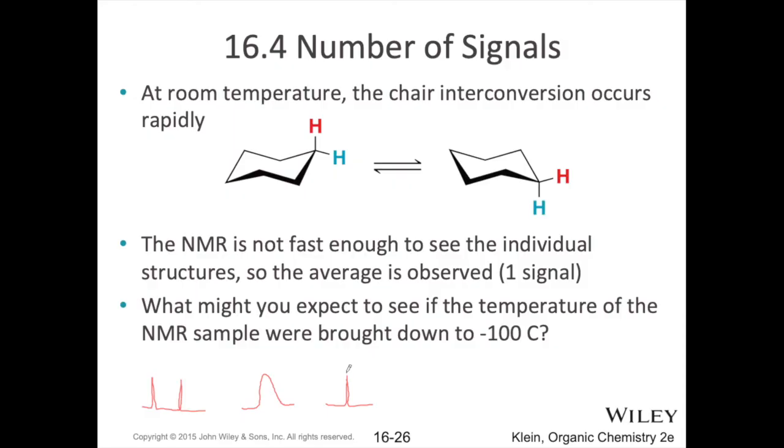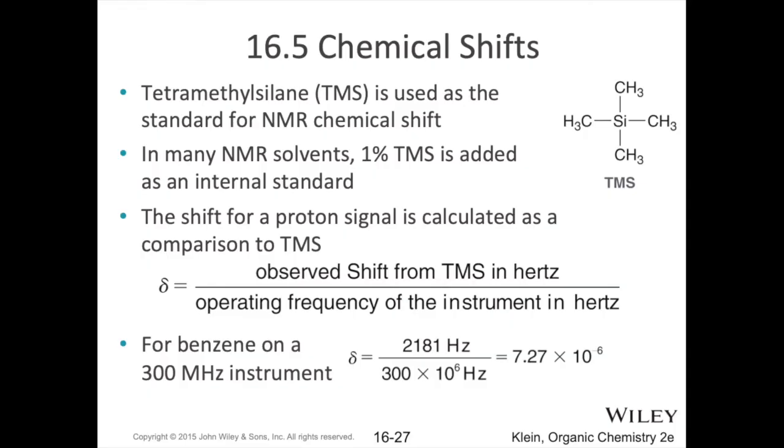All right? It'll be a bigger peak because it'll take into account the area for both of them. We'll talk about integration in a second, but by seeing the temperature at which they go from a single peak into two split peaks, and measuring the distance between these and doing a few calculations, you can actually calculate the energy barrier for that ring flip interconversion. The next part of our NMR spectrum is the chemical shift.